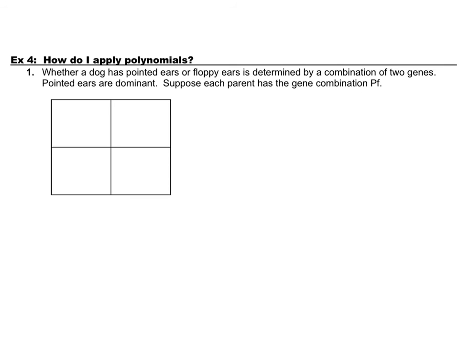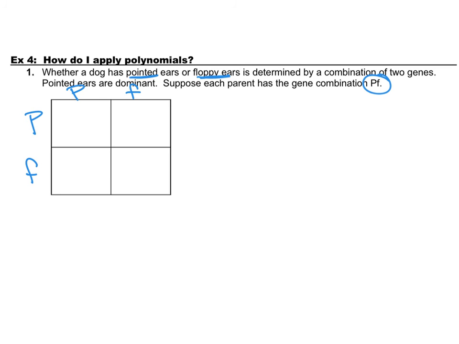All right, let's take a look at our last example here. It says whether a dog has pointed ears or floppy ears is determined by a combination of two genes. Pointed ears are dominant. Suppose each parent has the gene combination PF. All right, so each has this combination of capital PF. So it is our pointed ears and our floppy ears. And remember, pointed ears are dominant. So I've got a P and an F. So that's one of the parents. Now our other parent, I'm going to put here P and F.